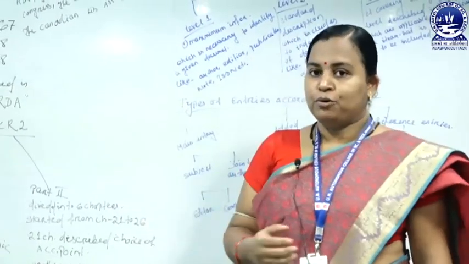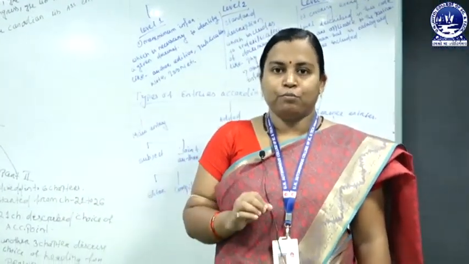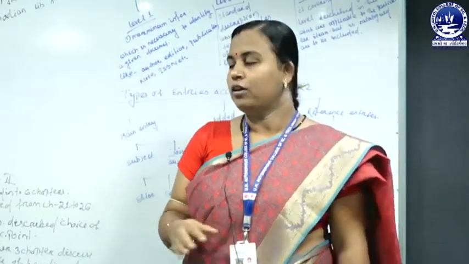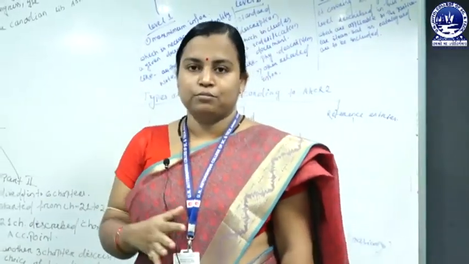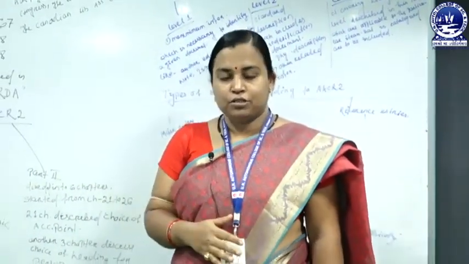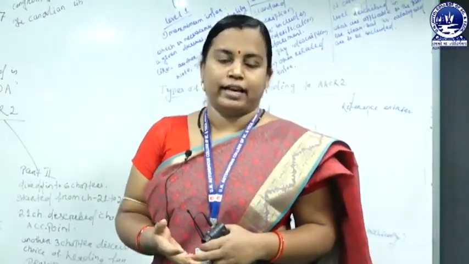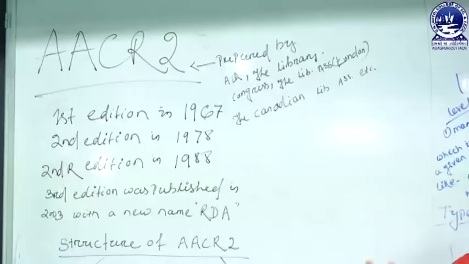Before AACR2, we should know what a library catalog is. The library catalog is a very important element, and you people are well aware of it. What is the meaning of a library catalog? Basically, when users come to the library, they should be able to access bibliographic information through three elementary access points: one is author, second is title, third is subject.